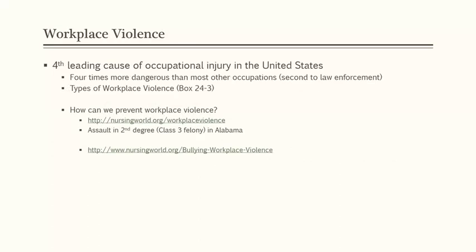Again, another one that we've seen very recently here is workplace violence. It is the fourth leading cause of occupational injury in the United States. Okay? It's 4 times more dangerous than any other occupation. It's only second to law enforcement. So in your box on 24-3, it talks about the types of workplace violence. And then these links I provided to you, it talks about how to prevent workplace violence and also bullying. Bullying is another thing that is really going on in healthcare right now that we need to try and stop. Okay? So please, again, read these links that I provided to you so you will know what all is going on.